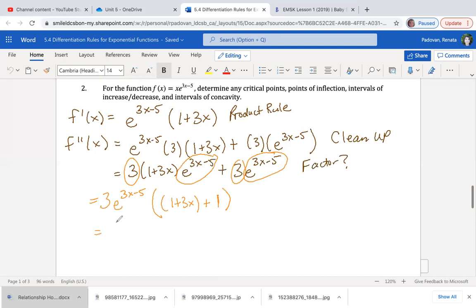And then to clean that up, I've got 3 multiplied by e to the exponent 3x minus 5. This is the same thing as just 1 plus 3x plus 1. So that would be multiplied just by 3x plus 2, because we usually put the variable first, right? And the coefficient last. And once I've gotten my derivative down as far as I can go, that's what I have here, I set it equal to 0, right? And then I solve for x.